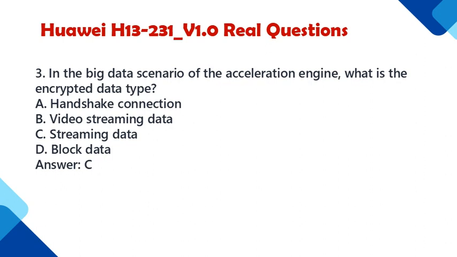3. In the big data scenario of the acceleration engine, what is the encrypted data type? A. Handshake connection. B. Video streaming data. C. Streaming data. D. Block data. Answer. C.